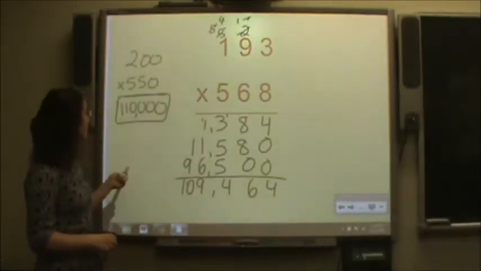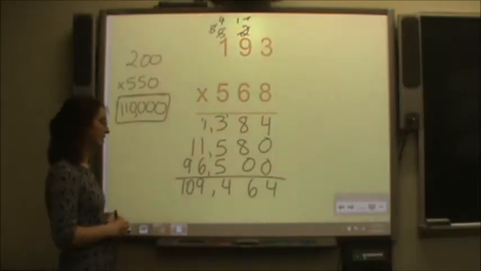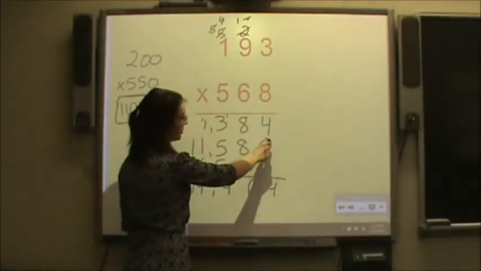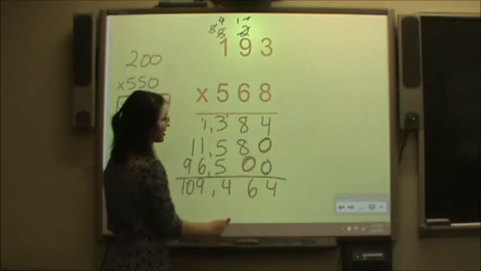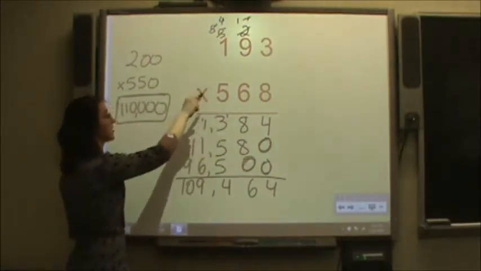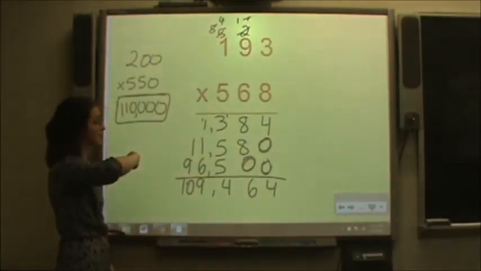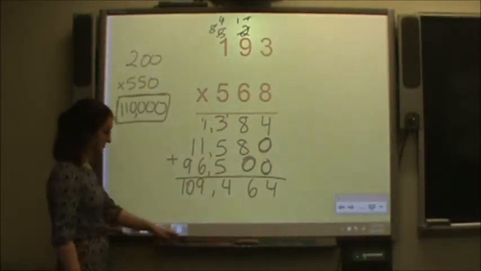All right, so my ballpark estimate was 110,000, which is very close to my answer that I got, which was 109,464. And I remembered my one placeholder 0 for the tens place and 2 placeholder zeros for the hundreds place. And I just went through and I multiplied each number by the other numbers. And then I added them together, my partial products, and I got my answer.